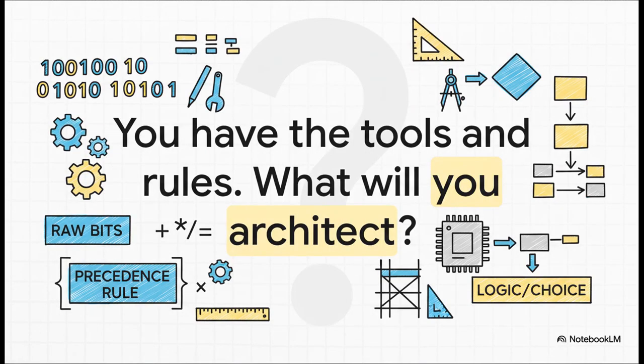So there we have it. We started down at the level of raw bits. We learned the unbreakable blueprints of precedence, and we used them to build logic that lets our code actually make a choice. We've completed the architect's journey. You now have the fundamental building blocks to create smart, efficient, and powerful code. So the only question left is, what are you going to build?